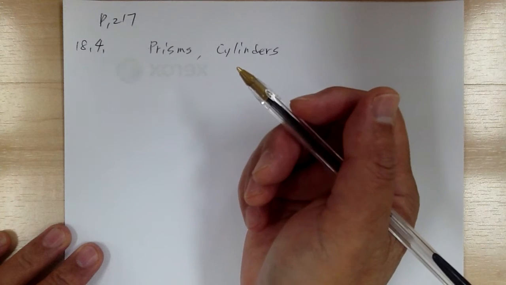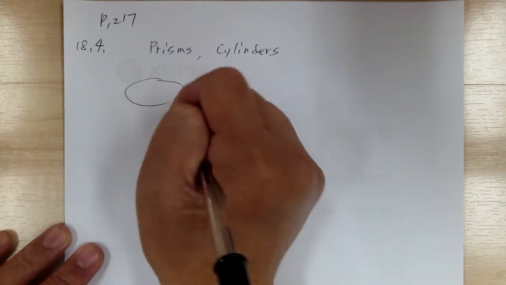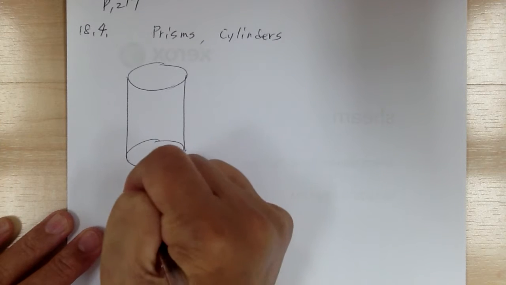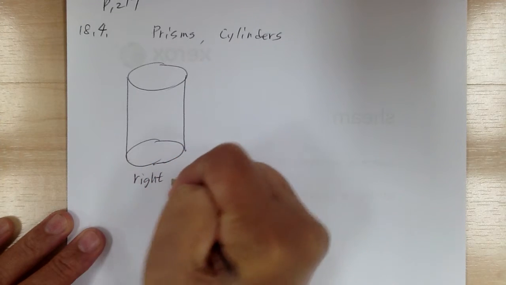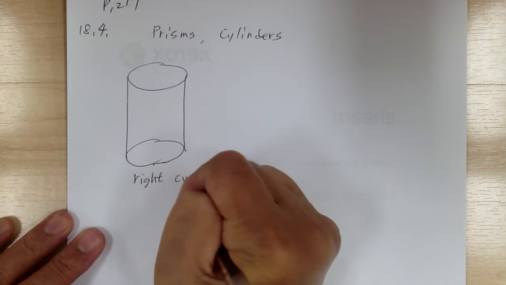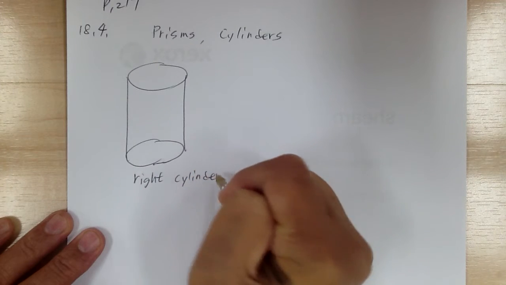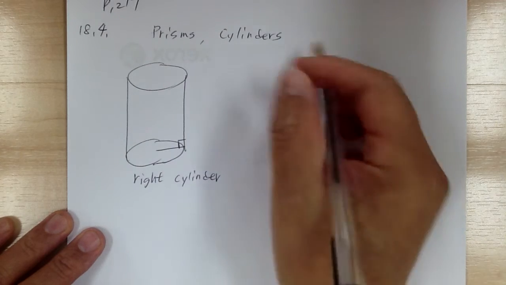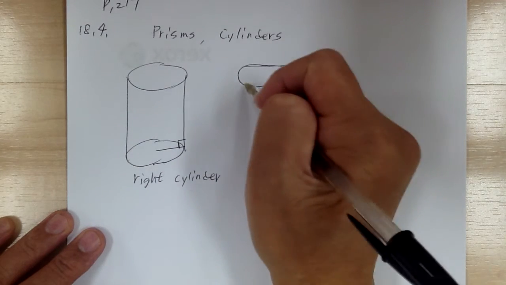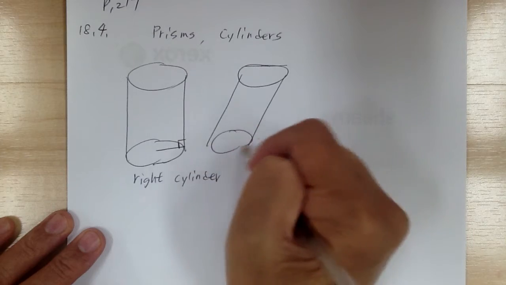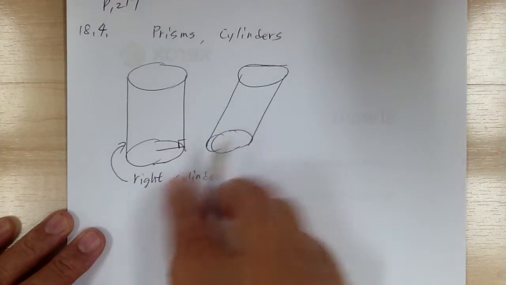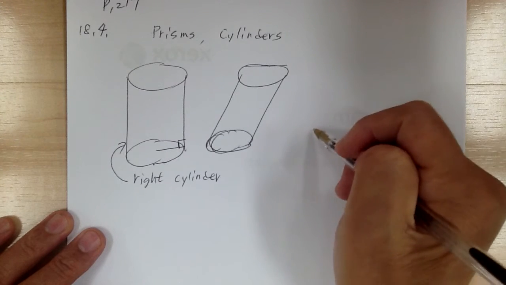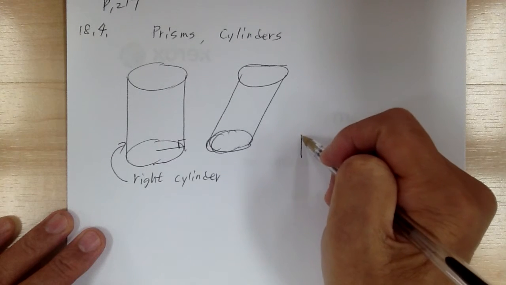For a cylinder, the base would be a circle. For example, a cylinder is like this. So this is the right cylinder. Right means it goes straight up and down. Then you can have this kind of situation. This is the oblique, meaning slanted. Same thing, you can have the prism.